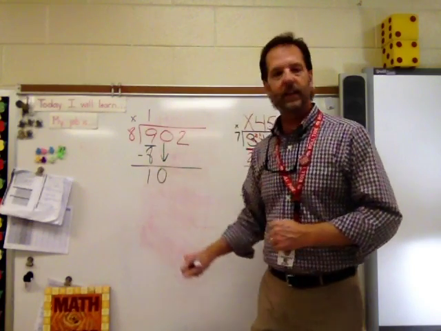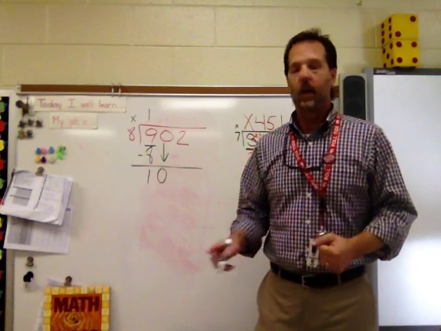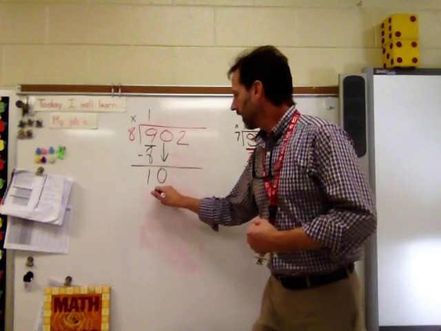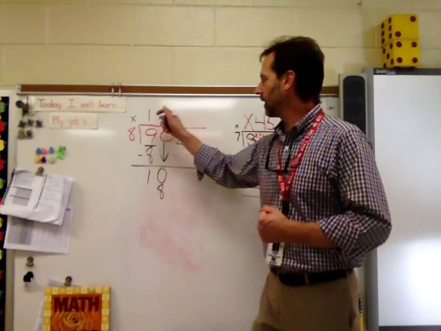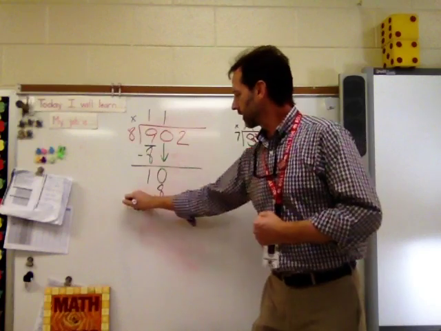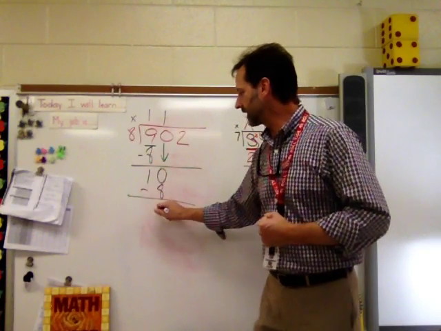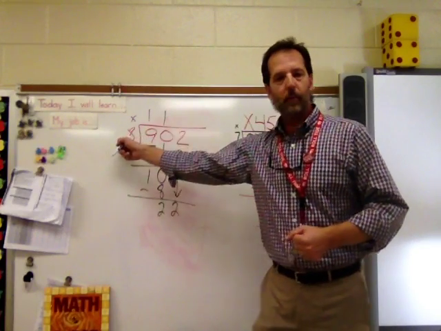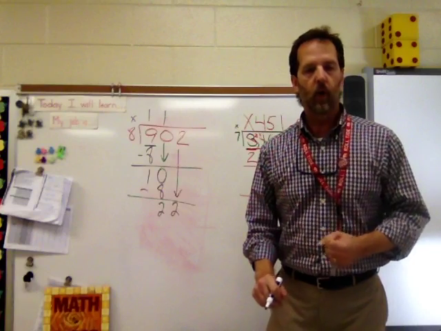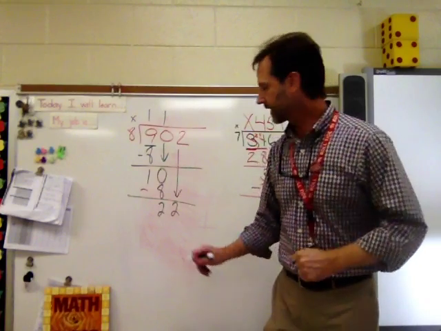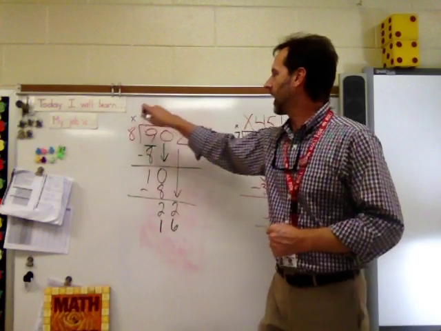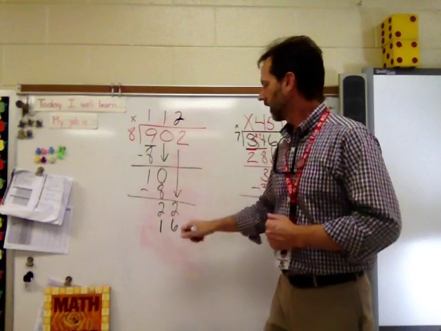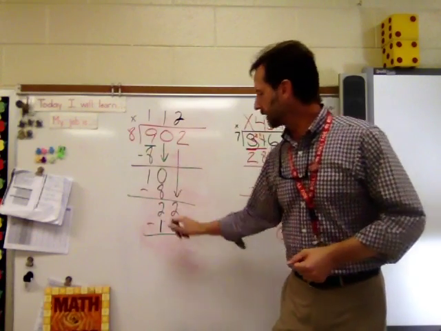Bring down the 0 tens that I had. Now I have 10 tens. When I count by eights, do I get 10? No. Get close. 8 is close. 8 times 1 is 8. I'm going to subtract here. 10 minus 8 is 2. I'm going to bring down the 2 that I had. When I count by eights, do I get 22? No. Get close. 16, which is 8 times 2. Number down, number up. 8 times 2.